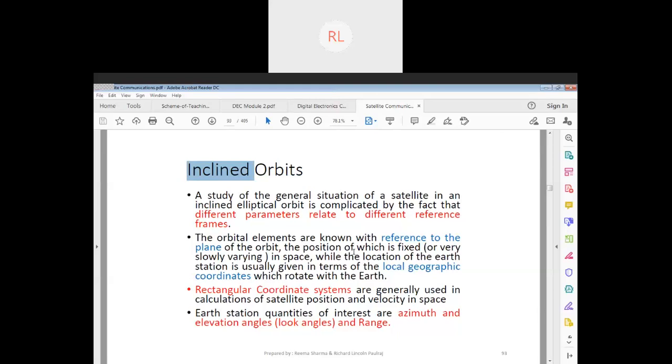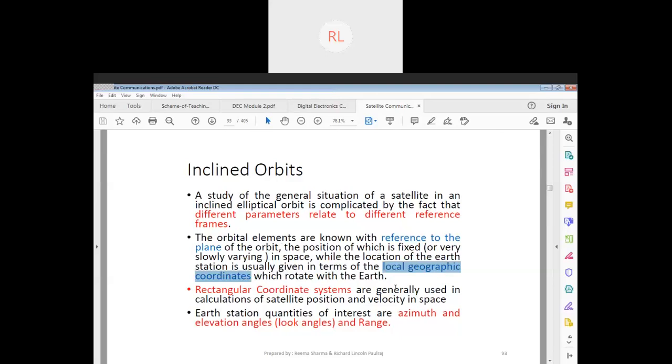A study of general situation of a satellite in an inclined elliptical orbit is complicated. Why is it complicated? Because we have to calculate the angle of inclination, we have to calculate its velocity, we have to calculate the atmospheric pressure, we have to calculate the atmospheric drag, many many things. To that, the inclination is also getting added. So which means it's going to become a complex task for us to understand the orbit and how it revolves around a planet. So the complexity gets added just because there is an inclination. Okay, fine. So let's look into the next one.